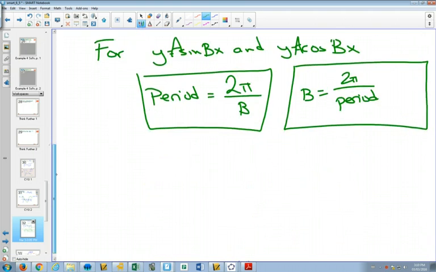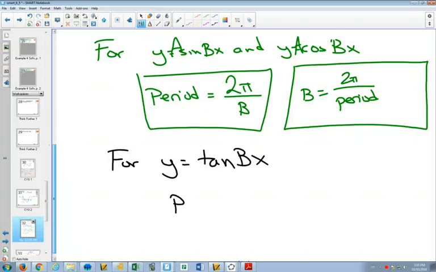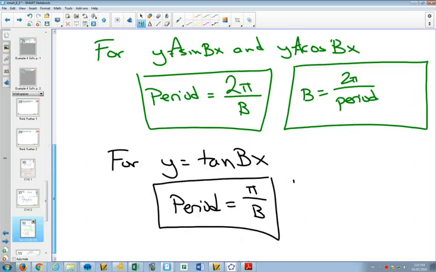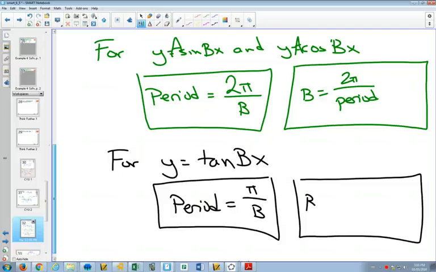What's going to happen for tan? When you're multiplying inside tan, well, what's the period normally for tan? Pi. So the formula for tan is just going to be pi over b. Or rearranging this, your b value is always pi divided by your period.